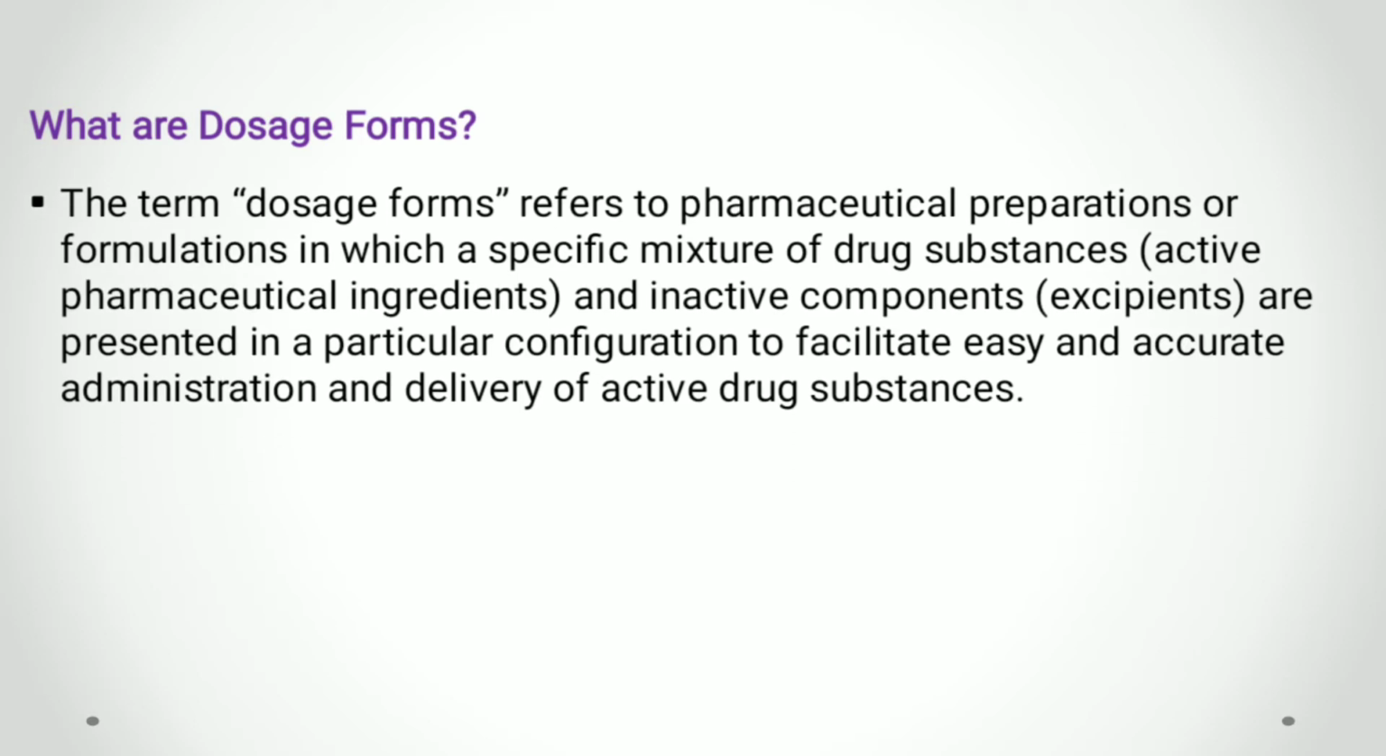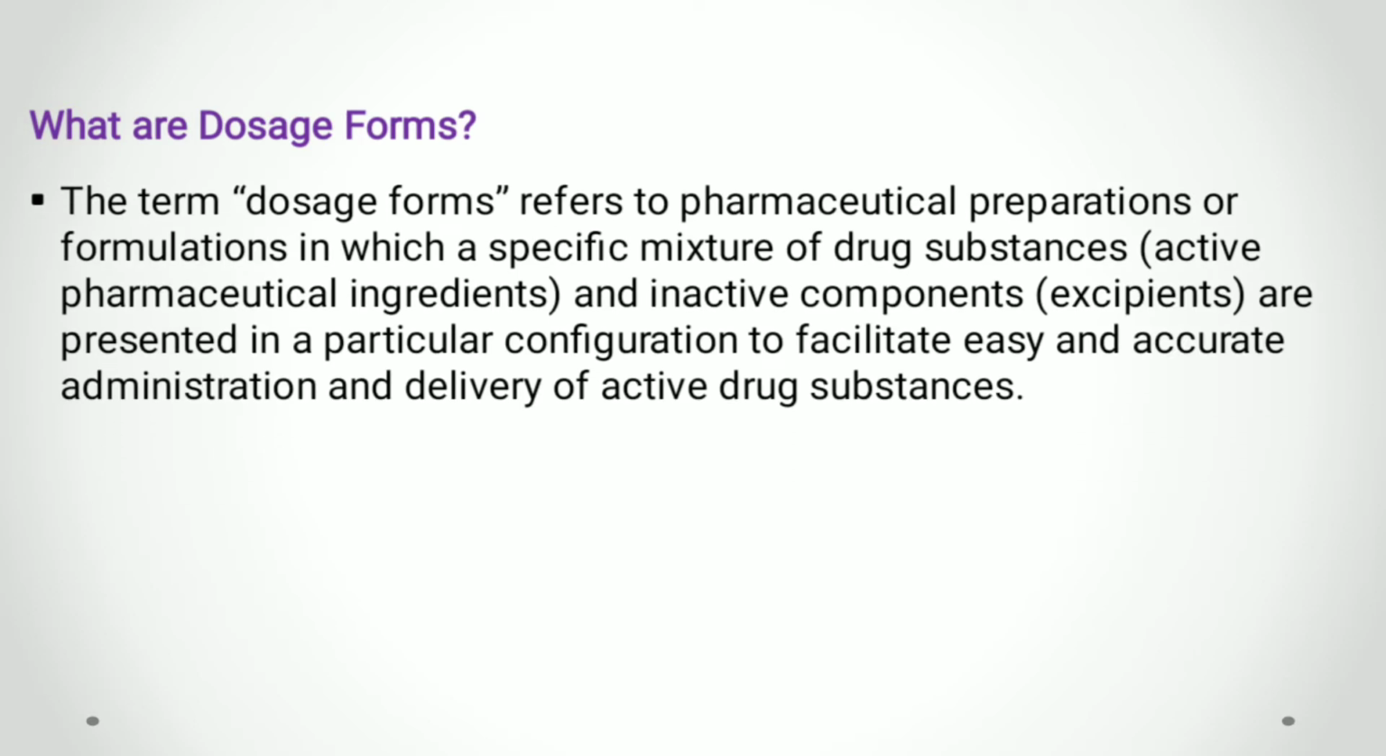Then the next one, that is dosage form. So now you have seen what is drug, right? What is excipients, then coming to dosage form. So the term dosage form refers to pharmaceutical preparations or formulations in which specific mixture of drug substance, that is active pharmaceutical ingredient, and inactive component, that is excipients, are presented in a particular configuration to facilitate easy and accurate administration and delivery of active drug substance. So this is our dosage form.